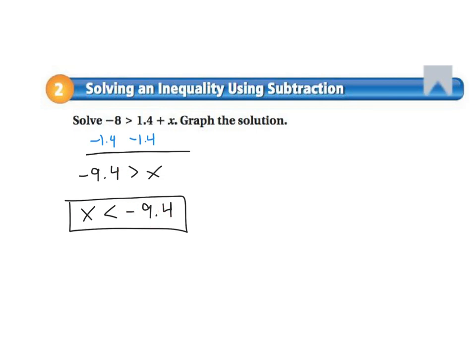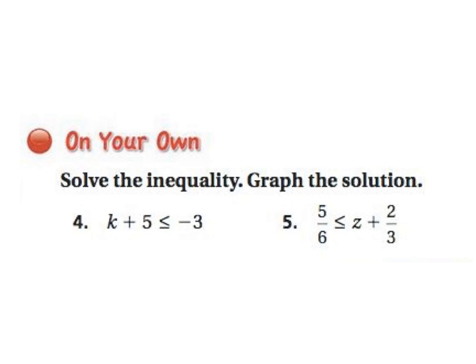this is our answer. So to graph this on a number line, negative 9.4 is between negative 10 and negative 9, so we can just estimate where that is. We're going to use an open circle, so it'll be somewhere around here, and it says x is less than negative 9.4, so I'm going to graph to the left. All right, go ahead and pause the video and see if you can give these two a try.